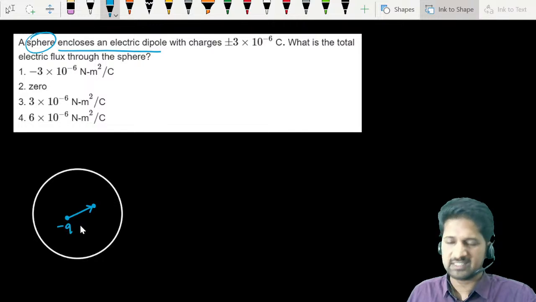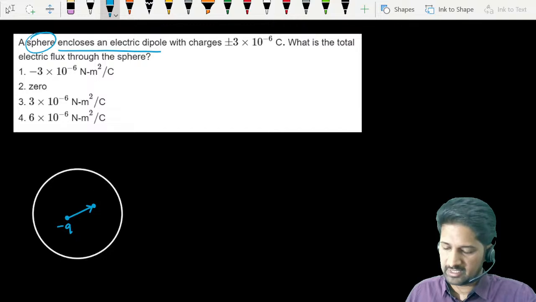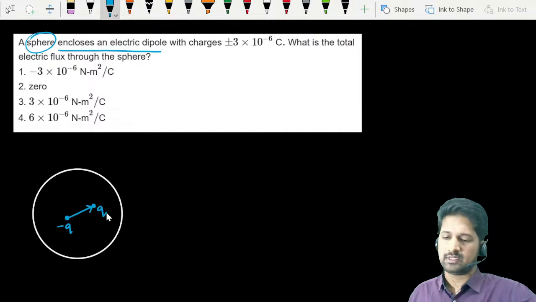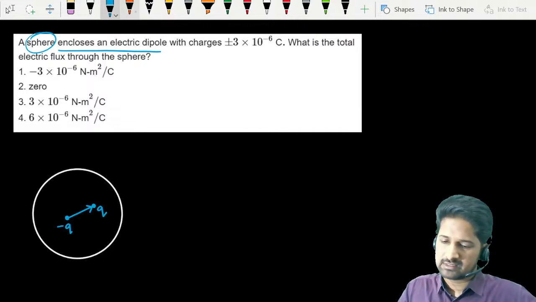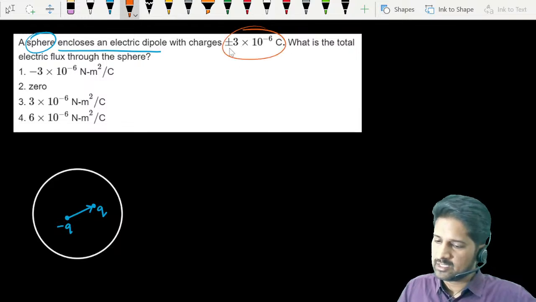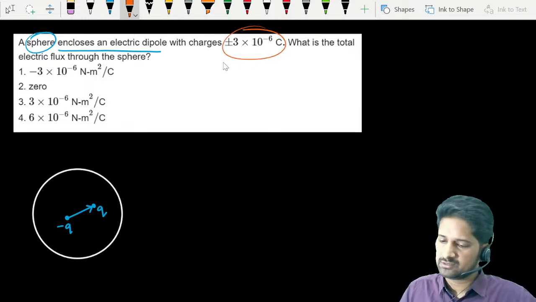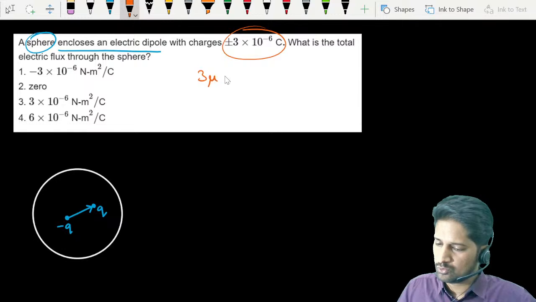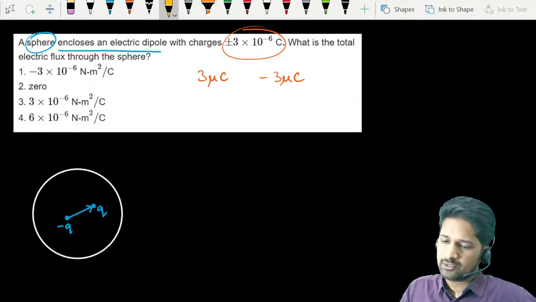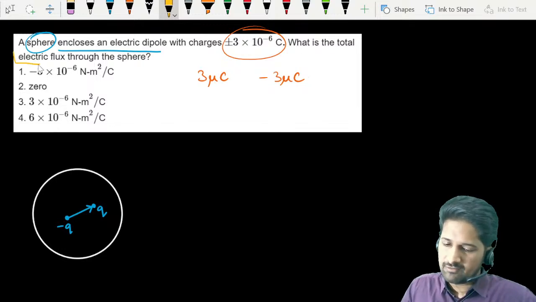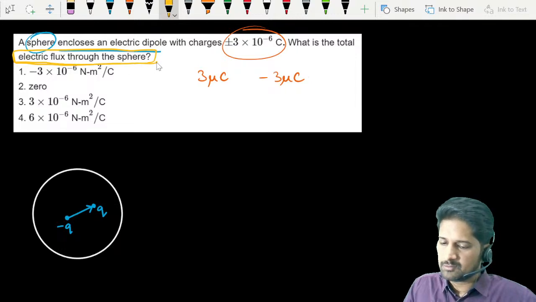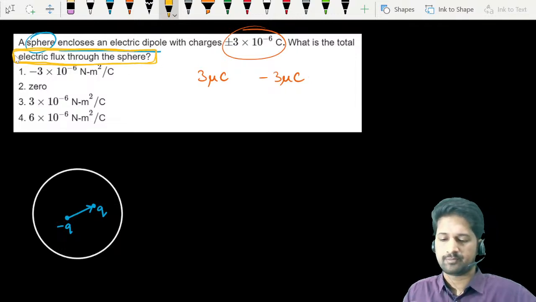A dipole is basically a system of two equal and opposite charges, but the net charge on the dipole is 0. They have given the charges plus and minus 3 times 10 power minus 6 coulombs. So one charge is 3 microcoulombs, the other charge is minus 3 microcoulombs. They are asking what the total electric flux through the sphere is. So the question is about total flux through a sphere.